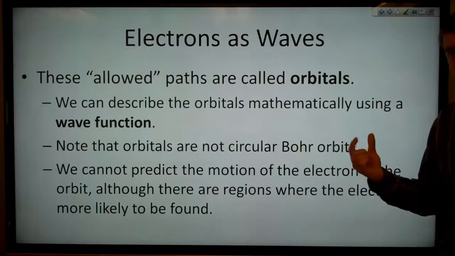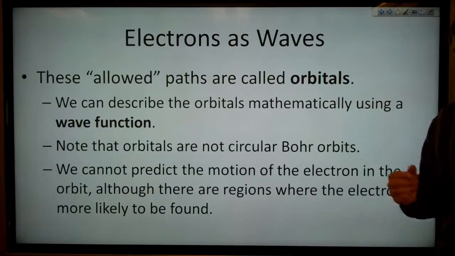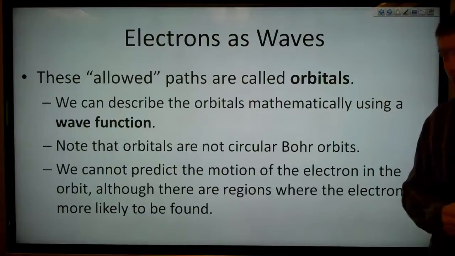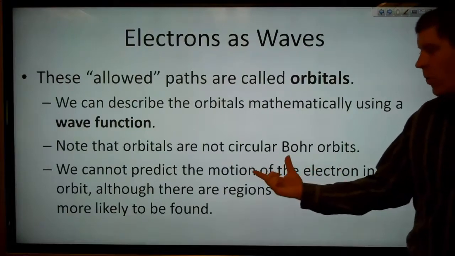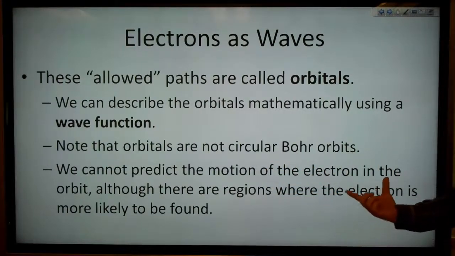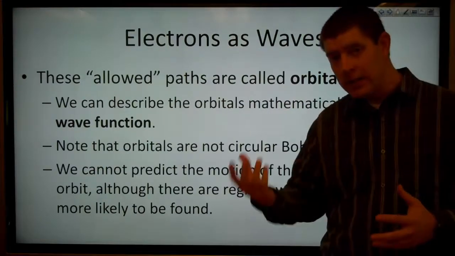They just have to be able to be mapped out in a certain way so that the electron is not causing itself destructive interference. So we cannot predict the motion of the electron within the orbit, although there are regions where the electron is more likely to be found and regions where the electron is less likely to be found.